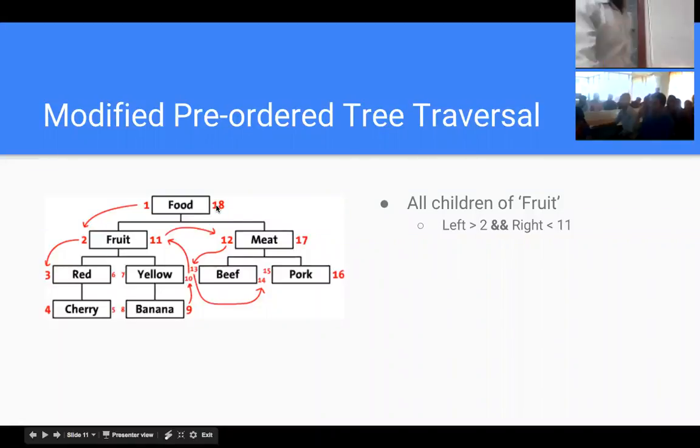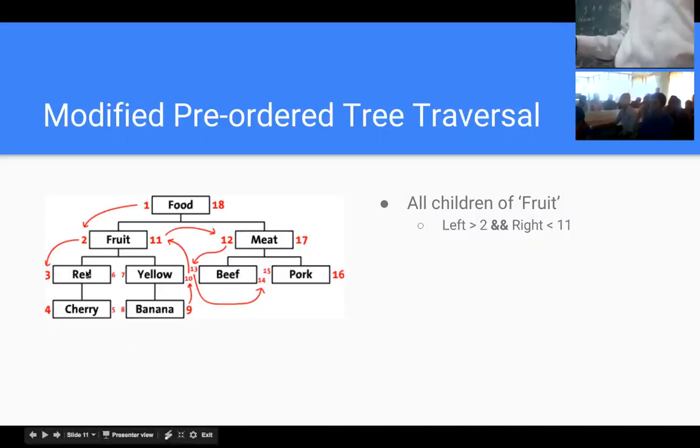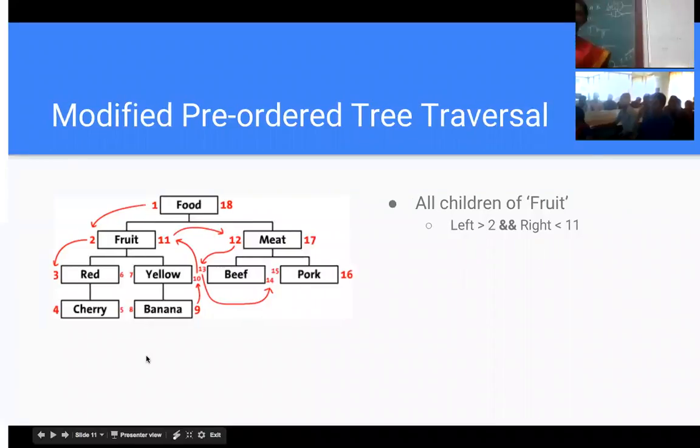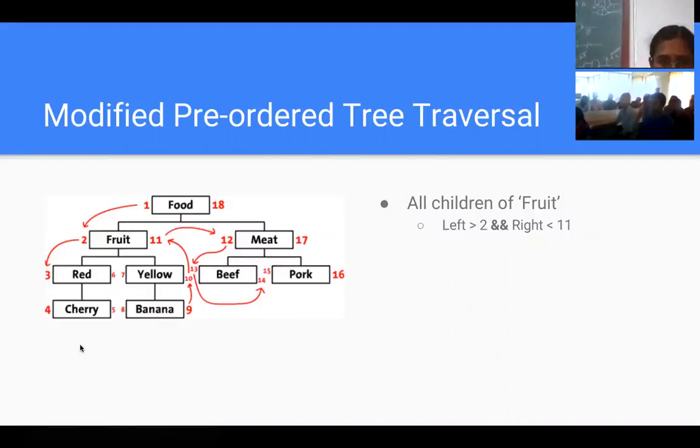And this gives me the property of being able to query subsets of this tree with expressive queries like if left is greater than 2 and right is less than 11, I'm essentially subsetting this half of my tree, right? So it's very useful for me to go ahead and make these queries upon this data structure with numbering.